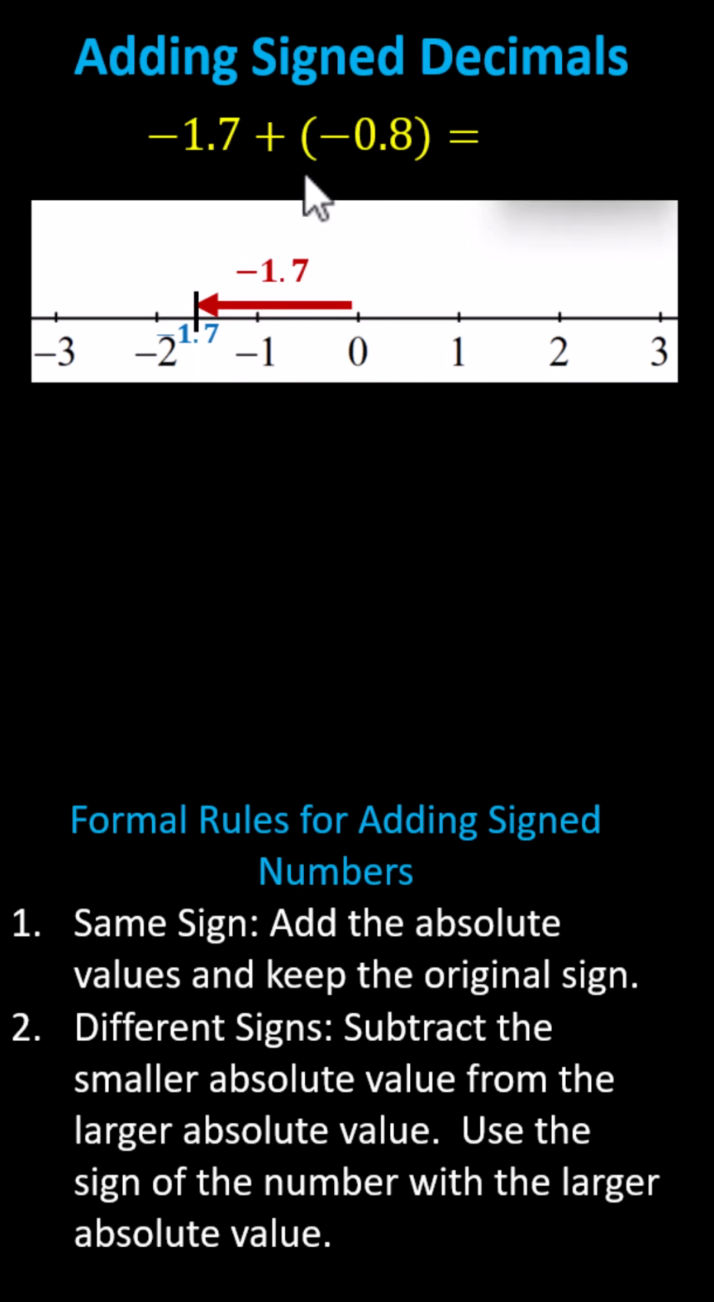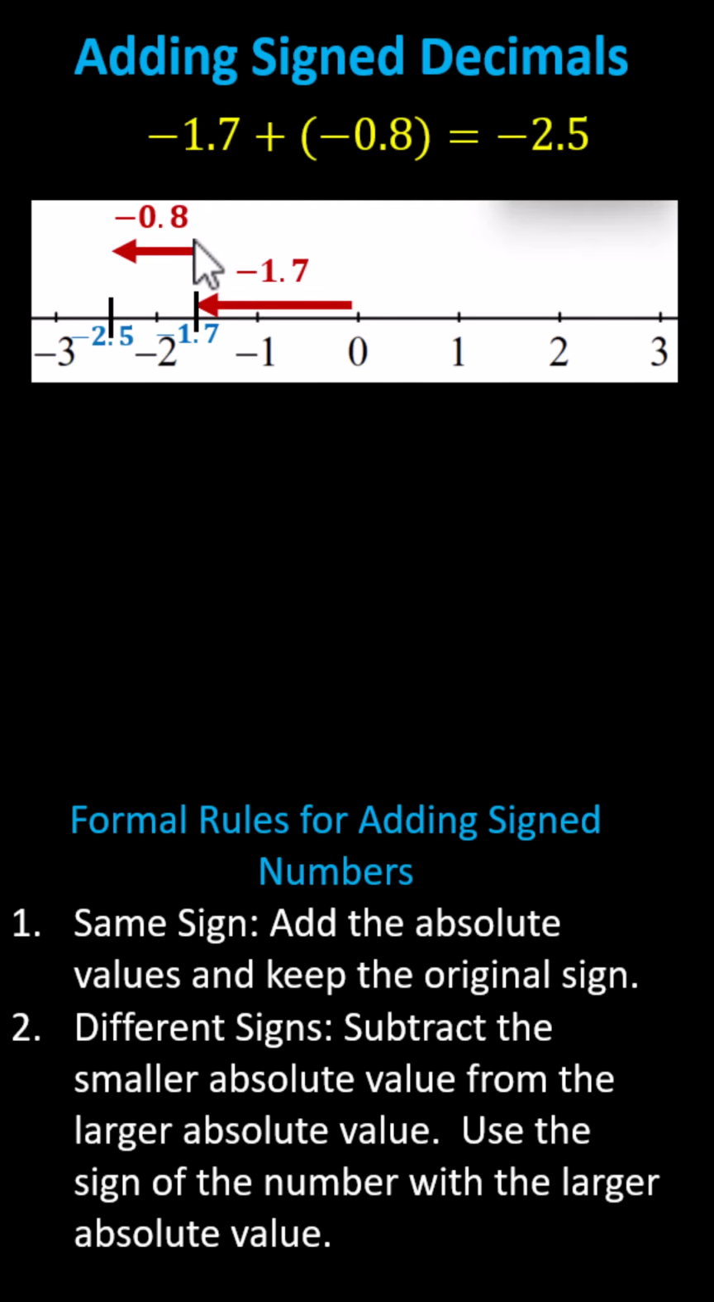And then because we're adding negative 8 tenths, we move 8 tenths units more to the left. Notice to determine how far left of 0 we are, we would add the absolute values of the decimals, which indicates we are now 2.5 units from 0 and to the left, and therefore the sum is negative 2.5.